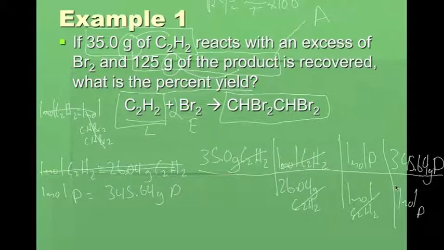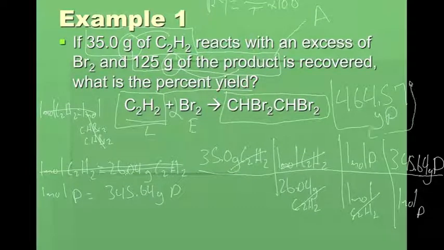Now I multiply the top out: 35 times 1 times 345.64. Then I divide all of that by my bottom, which is 26.04 times 1 times 1, which should give me an answer of 464.57 when rounded to 2 decimal places. That's grams of my product.